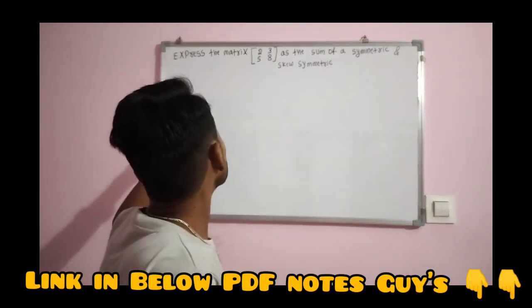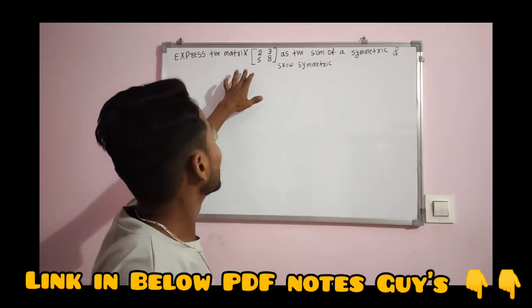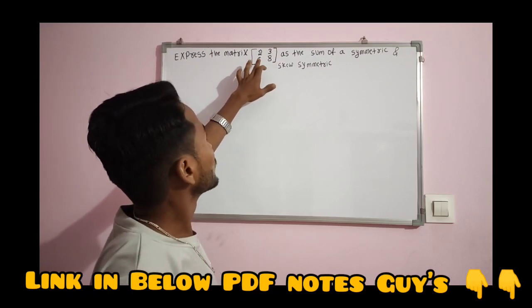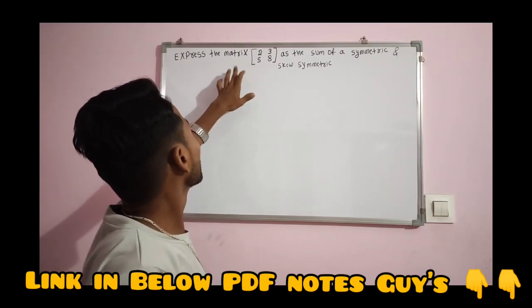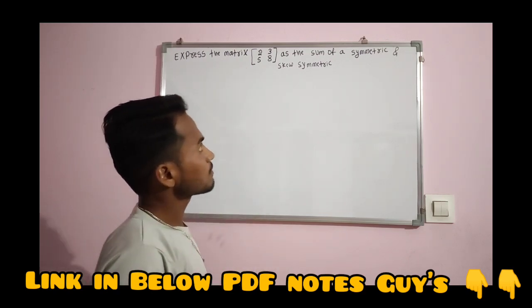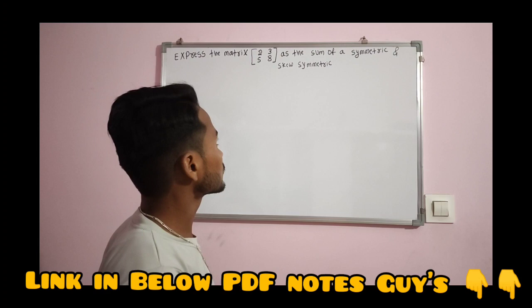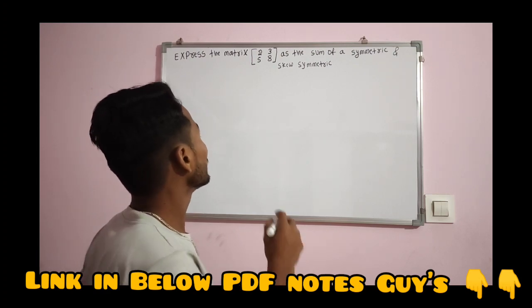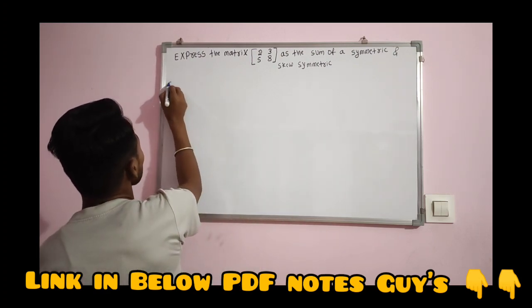This is the expression of a matrix: bracket 2 3 5 8. Express the matrix 2 3 5 8 as the sum of a symmetric and a skew symmetric matrix.